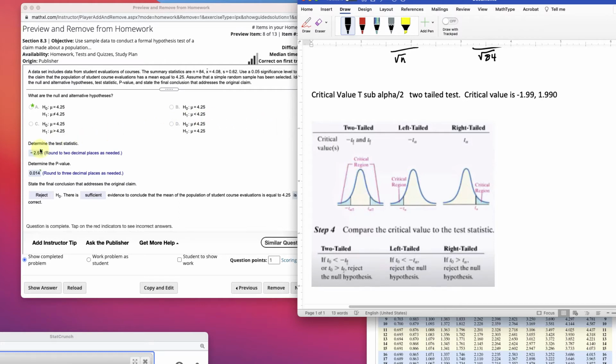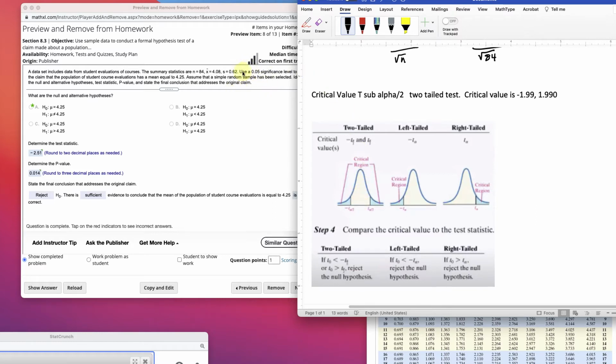Now I look to see what kind of test statistic I have. Well, it's negative 2.51. If that test statistic is less than the critical value, then we reject. It is less than, so we reject the null hypothesis, same as we did with the p-value. If it was in this beige area, we would not reject.